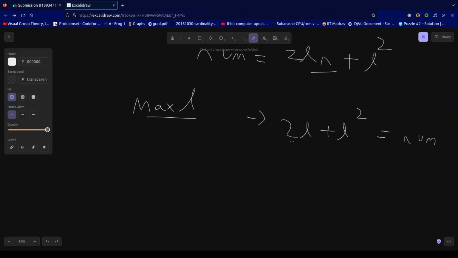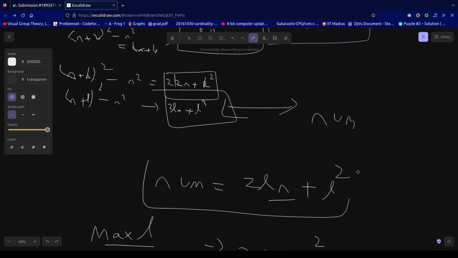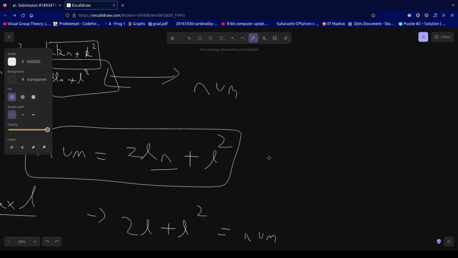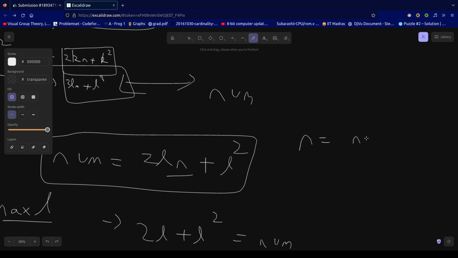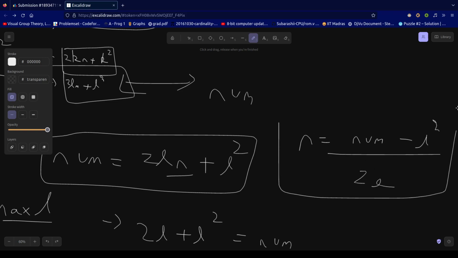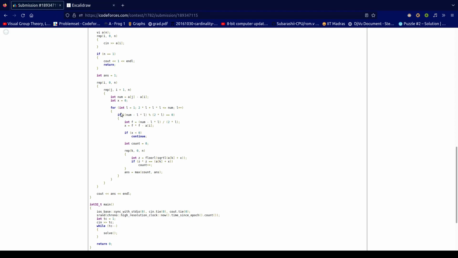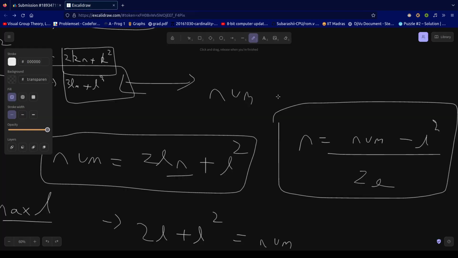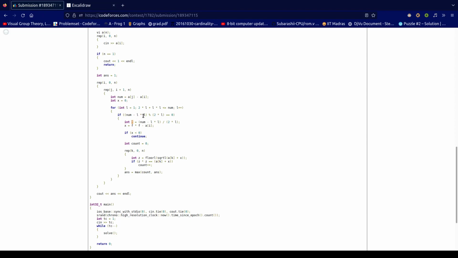Now you can just rearrange this equation to get a value of n if you have a value of num and a value of L. So here in this case, n would just be num minus L squared divided by 2L. And of course, it has to divide perfectly. I'm just doing a simple check here that it divides perfectly. If it doesn't divide perfectly and we get a decimal, obviously n can't be fractional, right? n has to be an integer. So we're doing that here. And we have this variable called f. This f is basically what I called n in my explanation. So you can call this f also if you want. So f would just be num minus L squared over 2L.